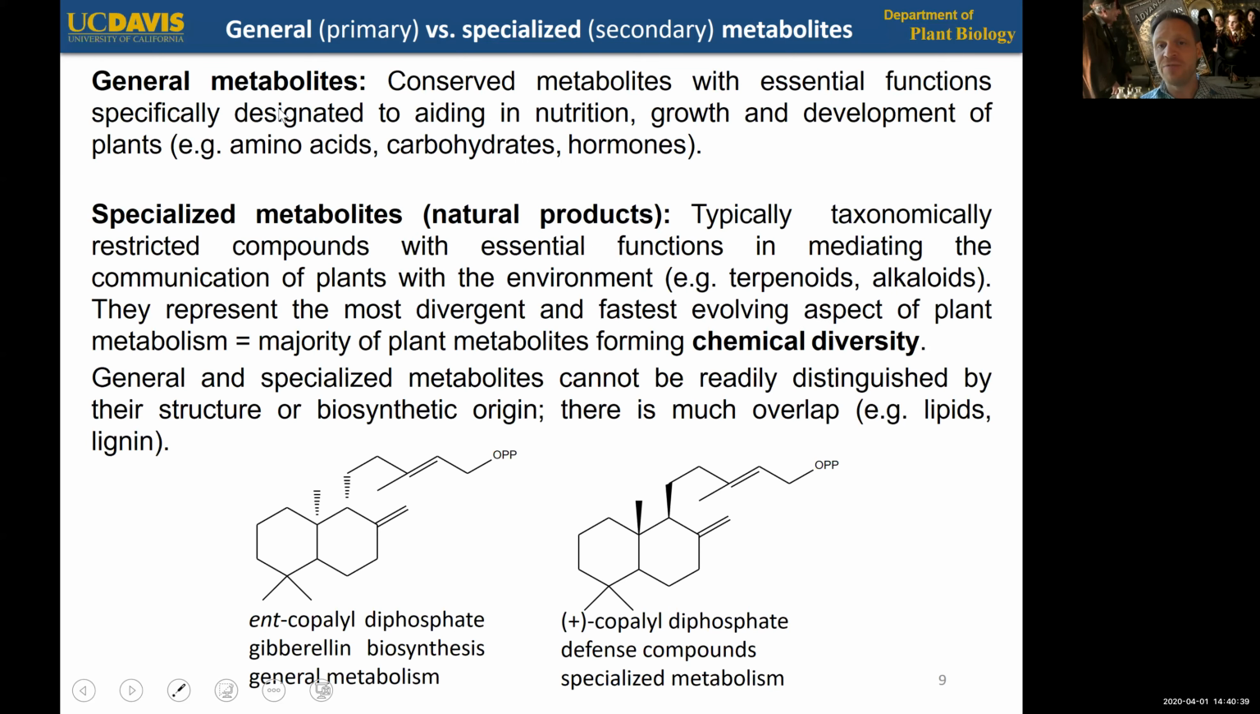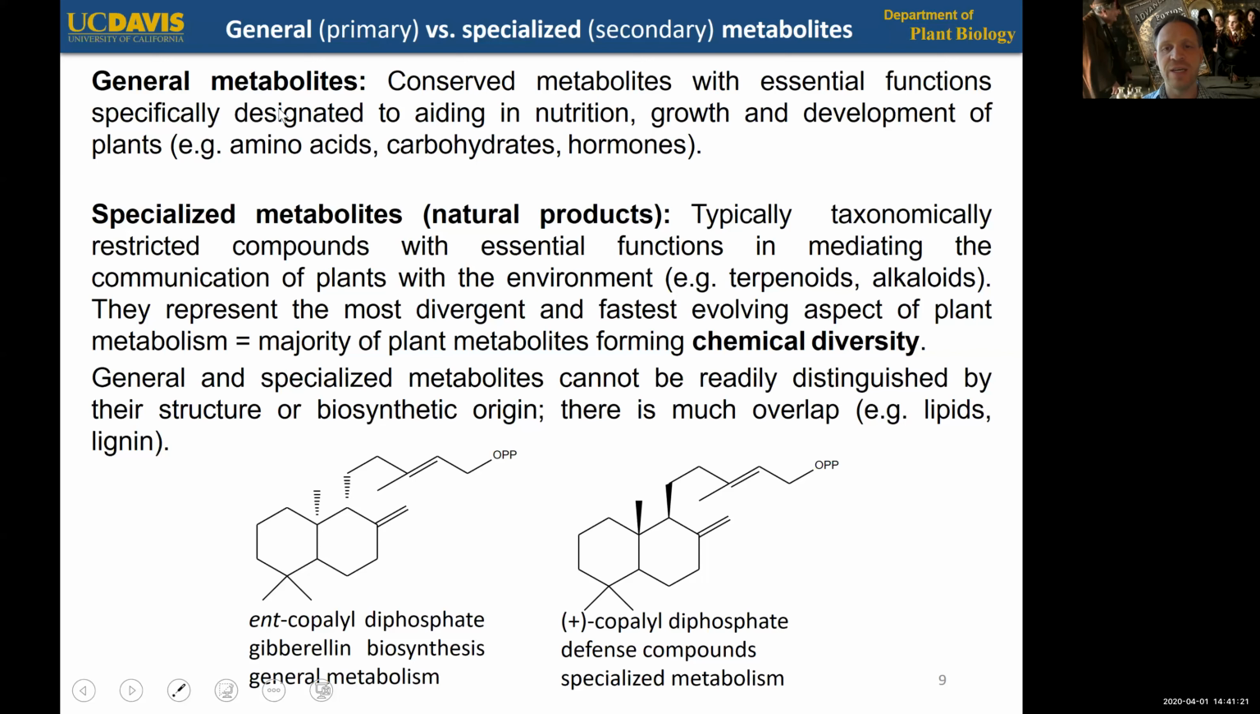So this is how I would define it. General metabolites are those that are really conserved across the plant kingdom, and they typically are defined as having essential functions that are specifically designated to nutrition, growth, and development. So the general metabolites really sustain life for an organism independent of its environmental conditions. This would include your amino acids, your sugars, and your hormones, for example. So this is what we would definitely consider general metabolites.